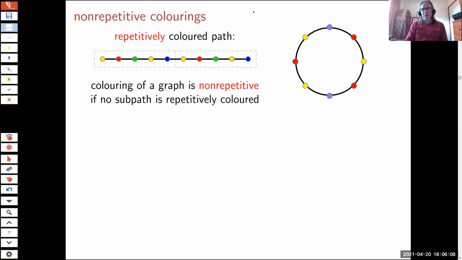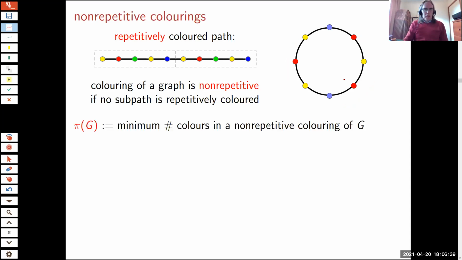Now, if you take this 3-coloring of the 8-cycle on the right, you can check every path is non-repetitively colored. Like take this 4-vertex path here, blue, red, yellow, red. That's non-repetitive. But take a 1, 2, 3, 4, 5, 6 vertex path. This is yellow, red, blue, yellow, red, yellow. That's non-repetitive. And you can check every path satisfies this property. So this is a non-repetitive coloring.